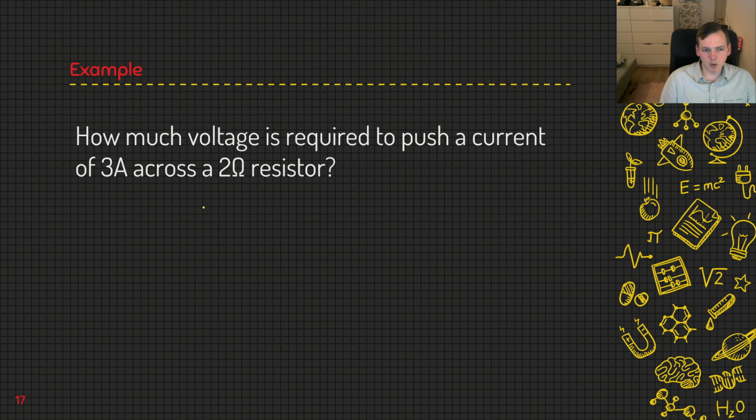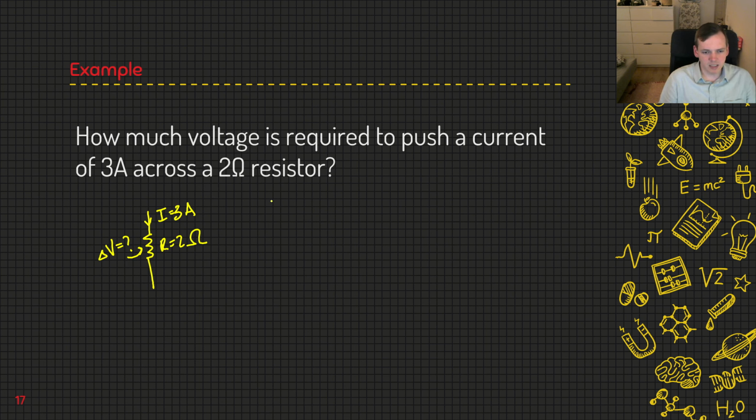A second example: how much voltage is required to push a current of 3 amps across a 2 ohm resistor? Well, let's draw that here. So we know that R is equal to 2 ohms, and we know that there's a current of 3 amps. So the question is, what is the change in voltage, or what's the voltage drop in this resistor? Because that tells us how hard we have to push, right? If it's going to use up 6 volts to move it across here, then we have to push that hard.